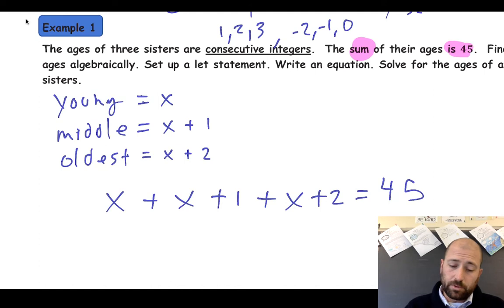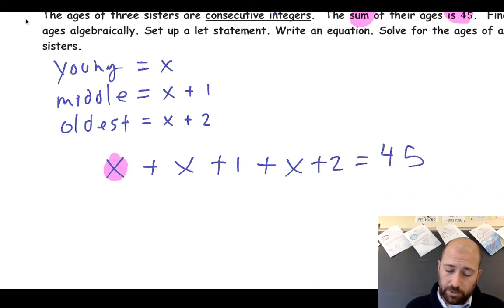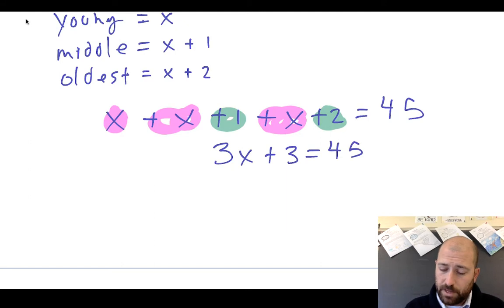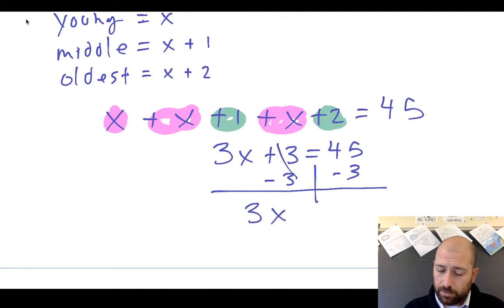Okay, so this becomes an algebraic equation where I'm having X plus X plus X. I can combine like terms, and I have a plus 1 and a plus 2 to combine. So this becomes 3x plus 3 is equal to 45. Solving as I have been doing, subtract 3 from both sides. 3x is equal to 42. Divide by 3. X is equal to 14.